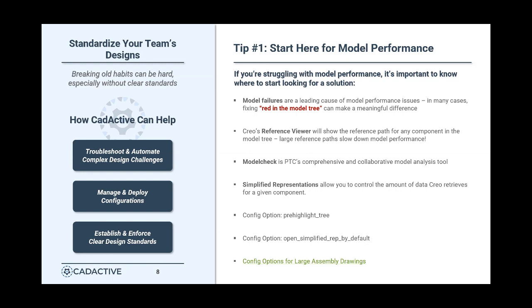So the first one, pre-highlight tree, basically controls what is called pre-selection highlighting. If you hover over a component in the model tree, should that then highlight in the graphics window or not? By default, this is set to yes, but whenever you have really large assemblies, that's a lot of thought going on in the background. So turning that off can bring some instant model performance benefits.